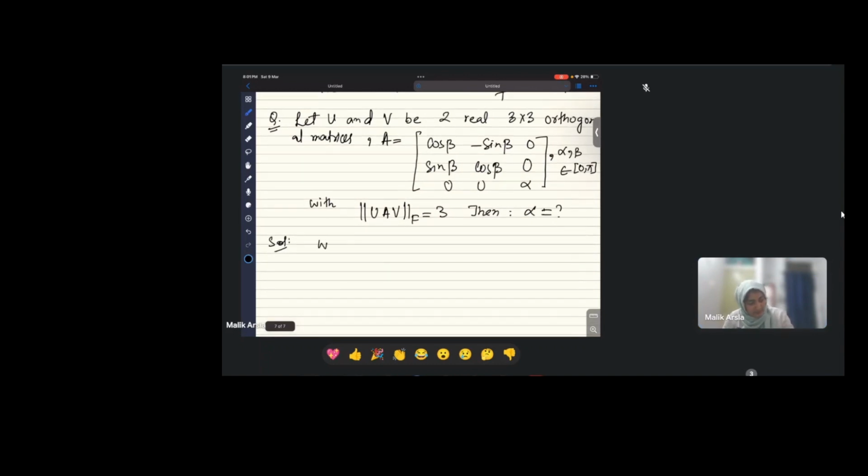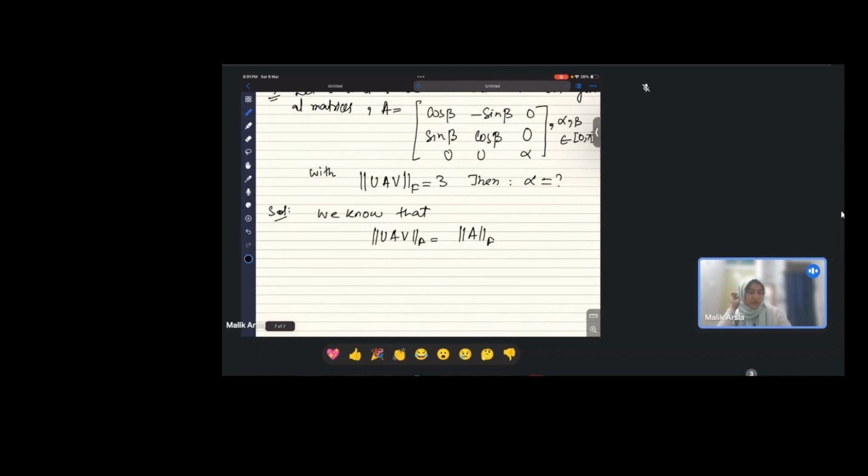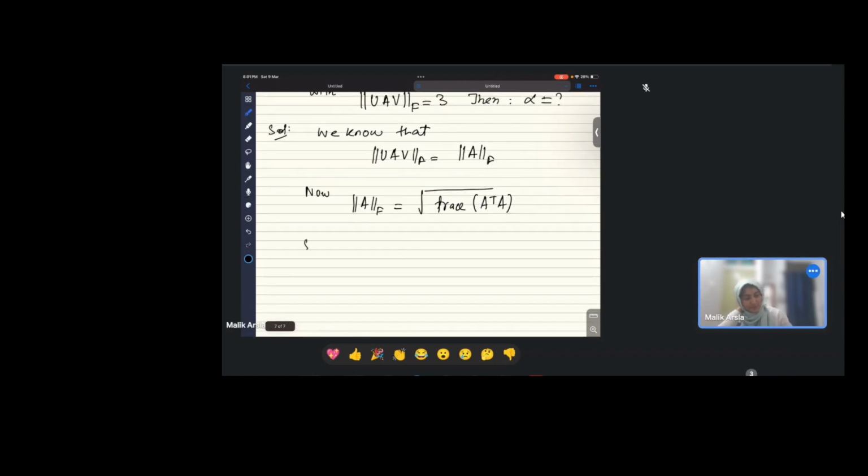Okay, ma'am. So we know that the Frobenius norm of UAV is equal to the Frobenius norm of A. So how do you calculate the Frobenius norm of A? Square root of trace of A transpose A. Yes, we take the square root of trace of A transpose A. So A transpose A is what? Quickly we can calculate it.